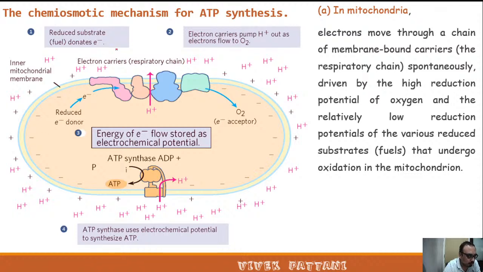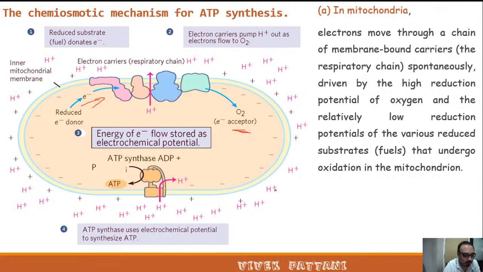So the diagram shown here is a scenario of mitochondrial ATP generation. The region outside of the membrane is the intermembrane space. Electron donors are transferred through various complexes, and the final, or more specifically the terminal, electron acceptor will be oxygen.